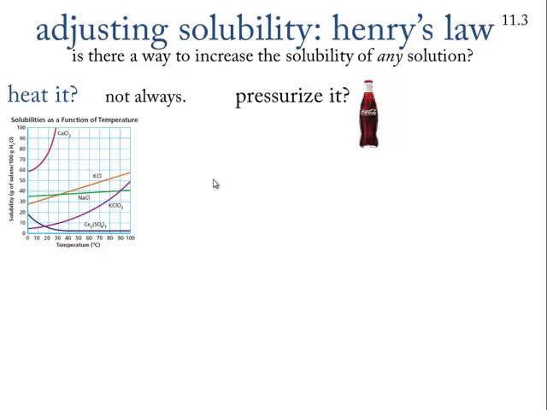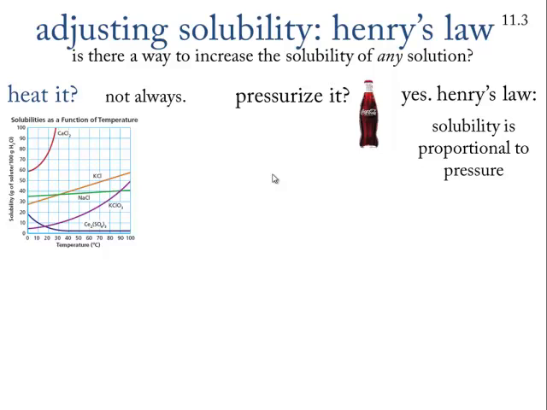However, if we pressurize a solution, like they do with soda, the solubility of that solute generally, actually universally, increases. Therefore, solubility is proportional to pressure. That must be expressed as S1 over P1 equals S2 over P2, where S1 and P1 are the original solubility and pressure respectively. S2 and P2 are the final solubility and pressure.